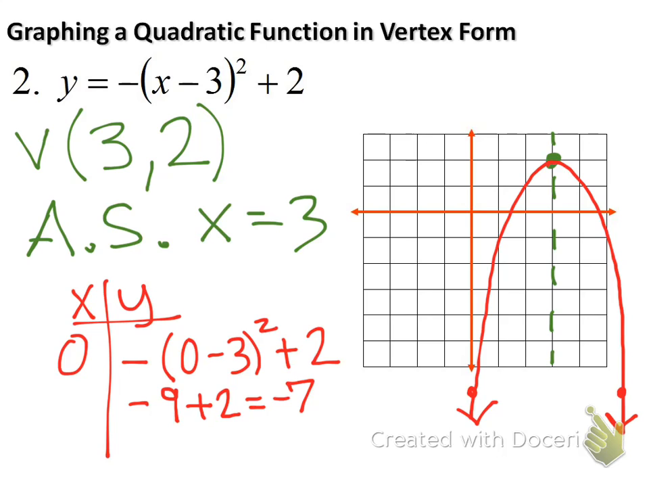Is this opening the right direction? Yeah. A in this case is negative 1. Remember, in vertex form, A is what's out in front of the parentheses. So it should be opening down. I'm definitely good here. What are your questions on this?